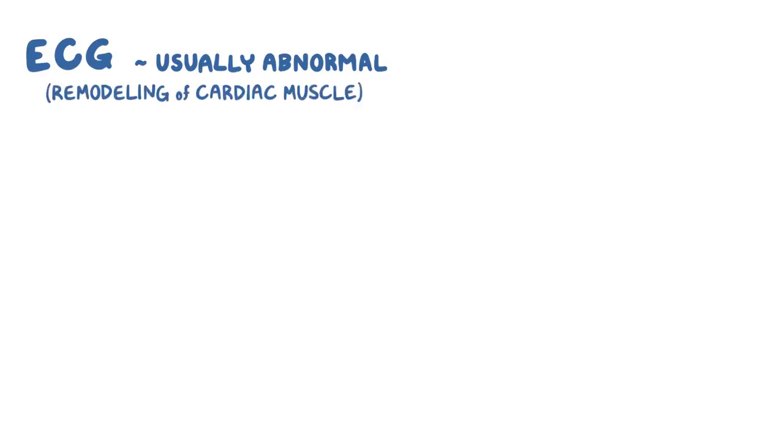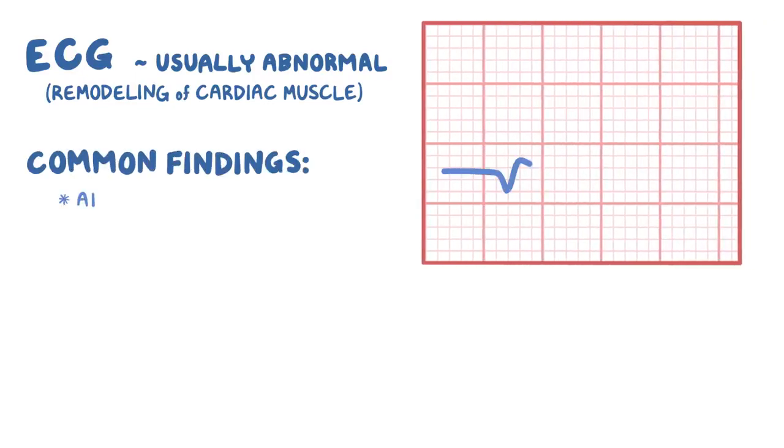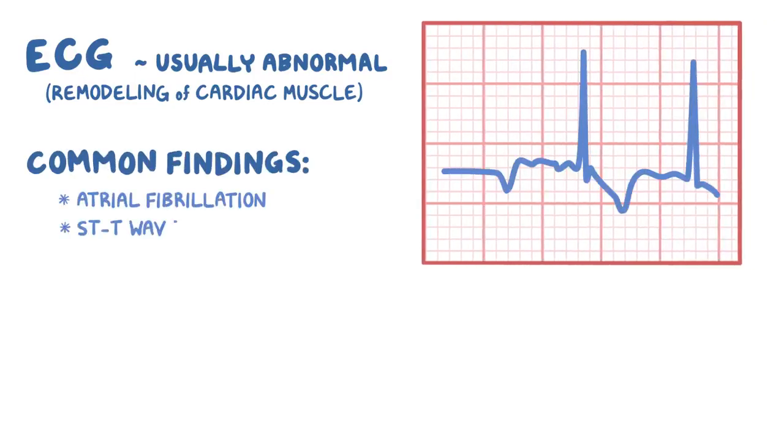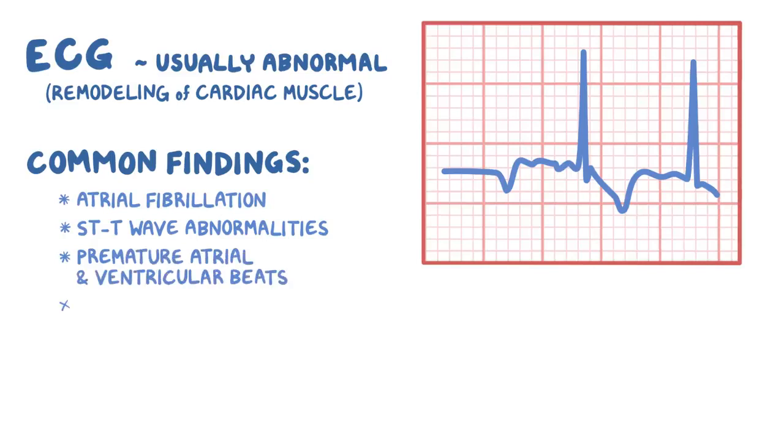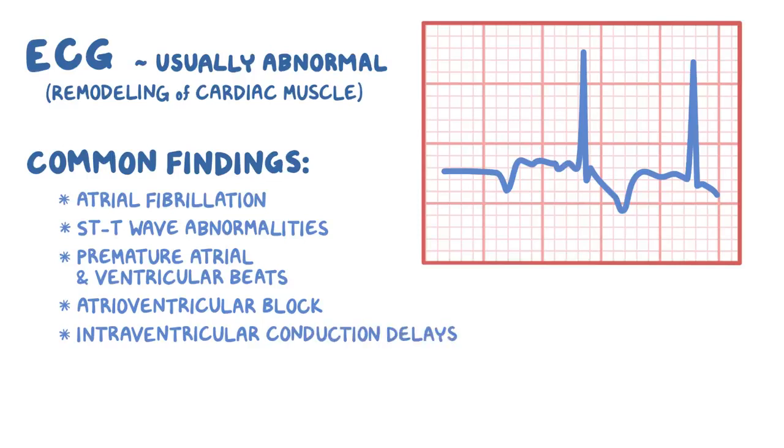Then comes ECG, which is usually abnormal in a variety of ways because there's significant remodeling of the cardiac muscle in all of the cardiomyopathies. Common findings include atrial fibrillation, ST and T wave abnormalities, premature atrial and ventricular beats, atrioventricular block, and intraventricular conduction delays.